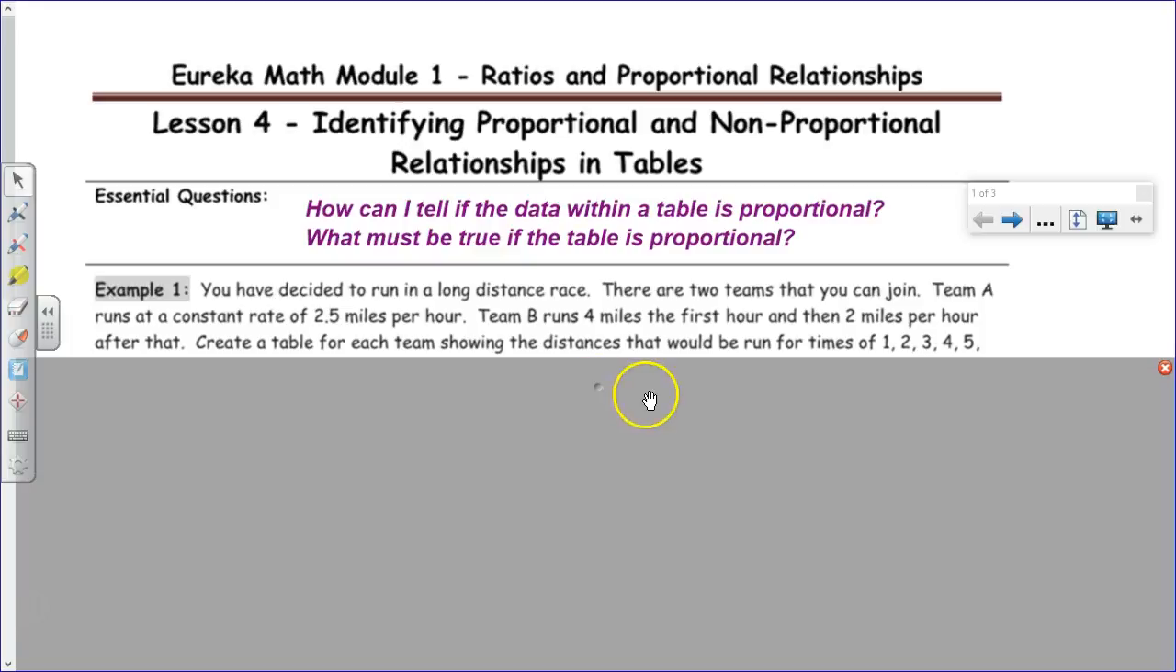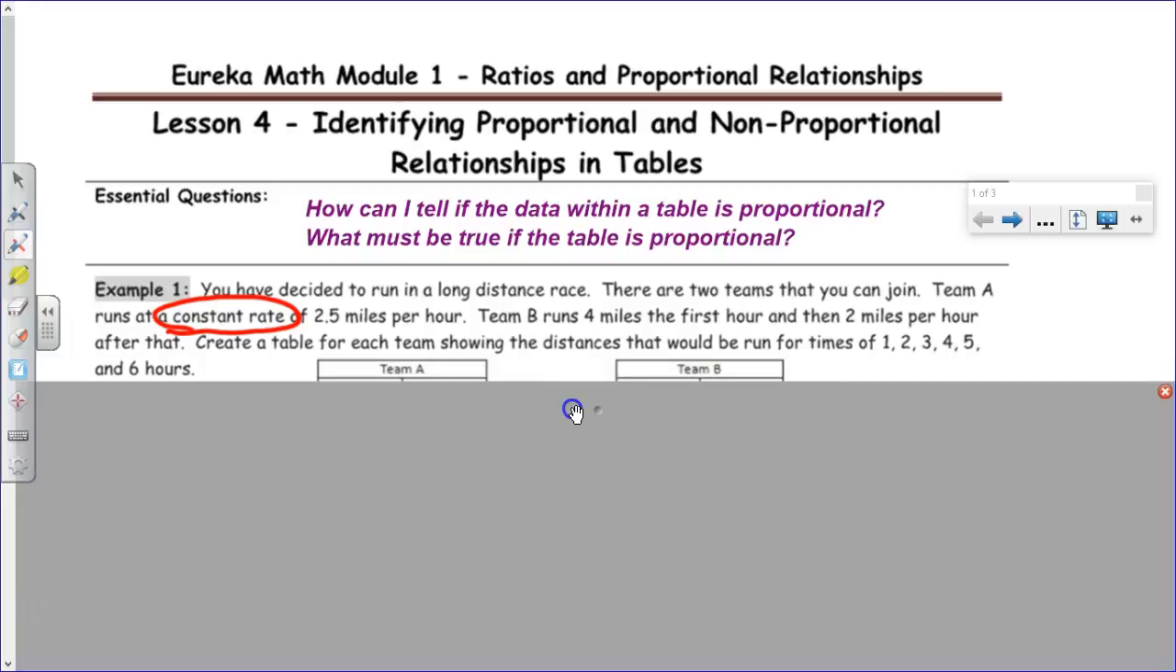You have decided to run in a long distance race. There are two teams that you can join. Team A runs at a constant rate of 2.5 miles per hour. Go ahead and mark the text when you see that. It's a constant rate. That's telling you something. Team B runs 4 miles in the first hour, so that's pretty fast, and then 2 miles per hour after that. Create a table for each team showing the distances that would be run for times of 1, 2, 3, 4, 5, and 6 hours.